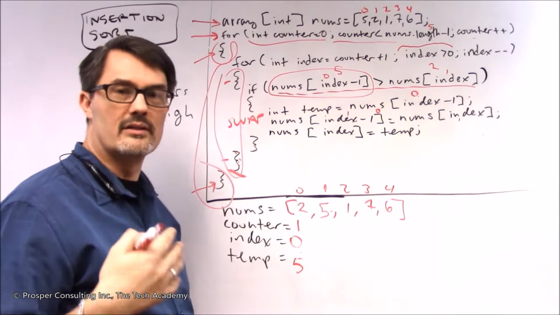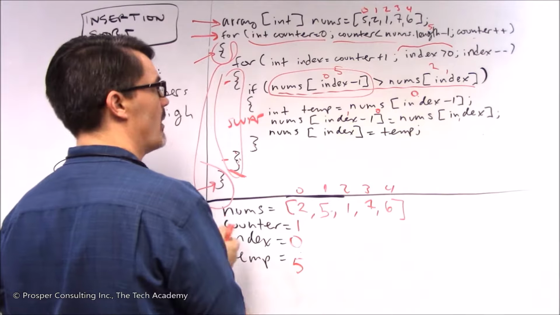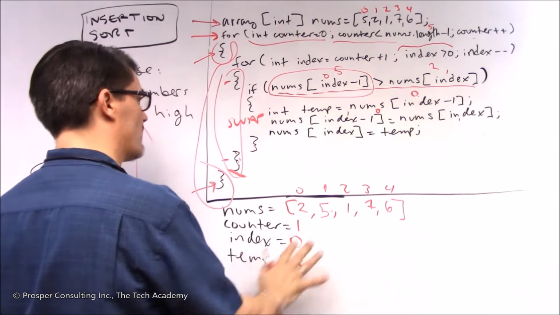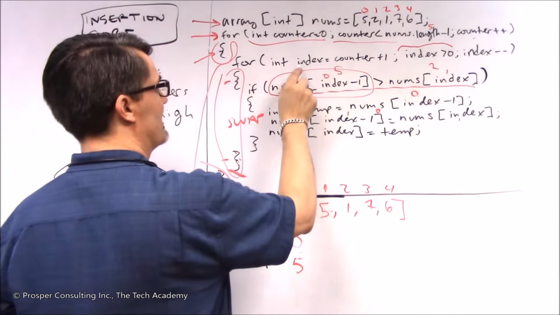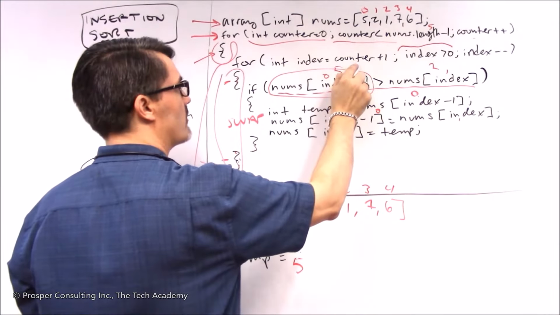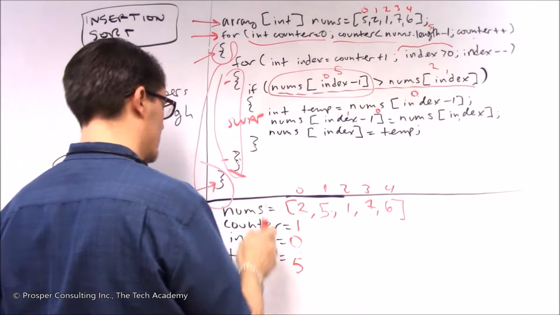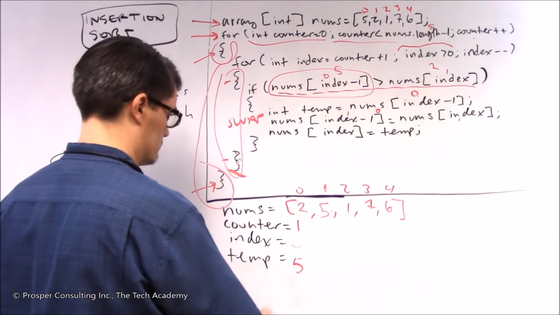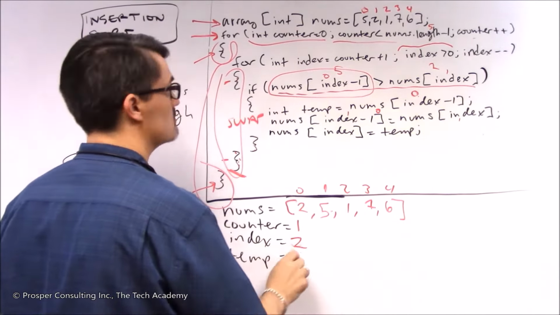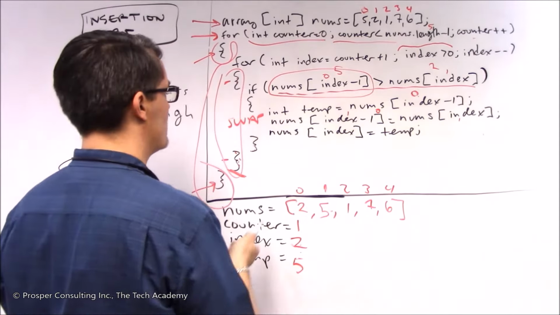Let's do it. We get to this loop. We declare a loop, but we do it with the current values of all of our variables. We're going to set index equal to the current value of counter plus 1. The current value of counter is 1, so index becomes 2. We are going to check, should we execute this loop? Well, is index greater than 0? Yeah, index is 2, so we should execute this loop. And now we go down inside the loop.